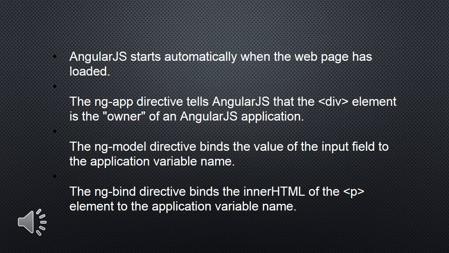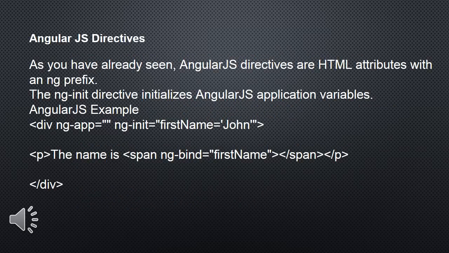The ng-app directive tells AngularJS that the div element is the owner of an AngularJS application. The ng-model directive binds the value of the input field to the application variable name. The ng-bind directive binds the inner HTML of the p element to the application variable name. AngularJS directives. AngularJS directives are used to extend HTML. These are special attributes starting with ng prefix.